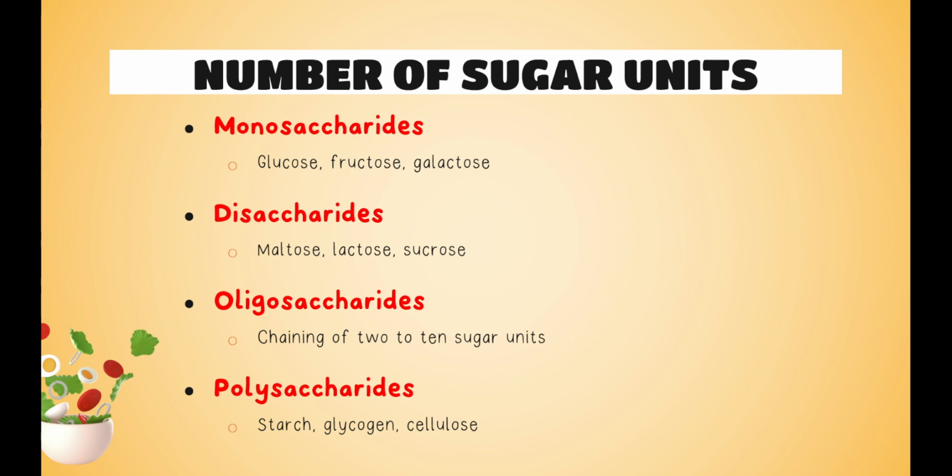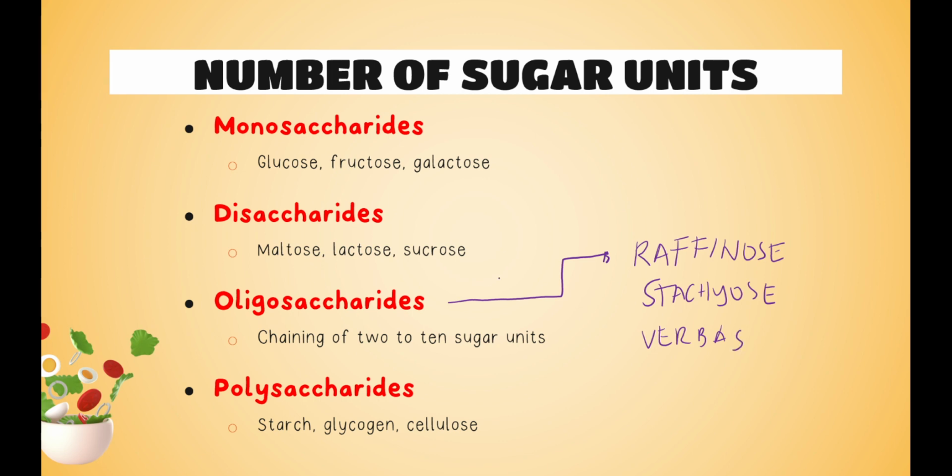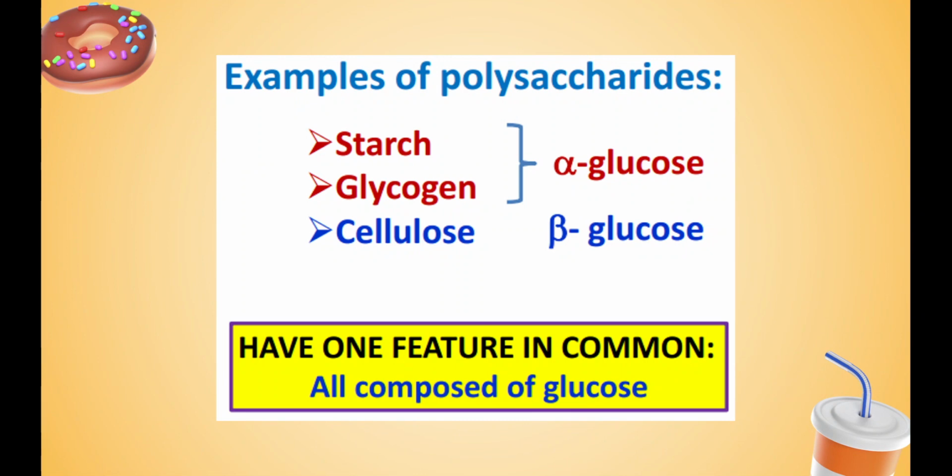So for oligosaccharides, since it is not mentioned here, these are examples of your oligosaccharides. Again, oligosaccharides are chains of 2 to 10 sugar units, and the common oligosaccharides that we have are your raffinose, your stachyose, hope I pronounce it right, and then we also have your verbascose. So these are just some examples of your oligosaccharides. Now we proceed with your polysaccharides.